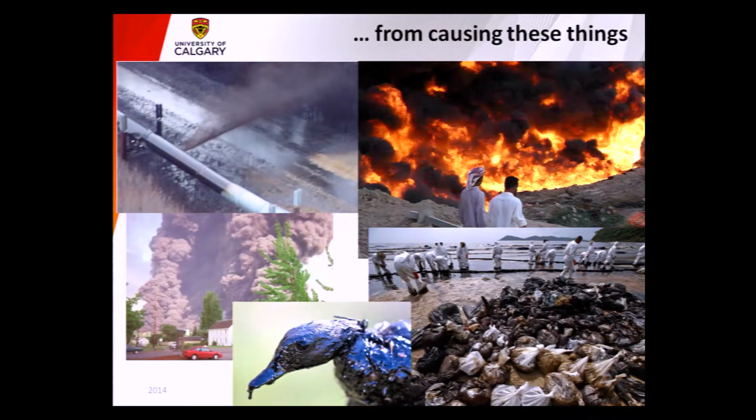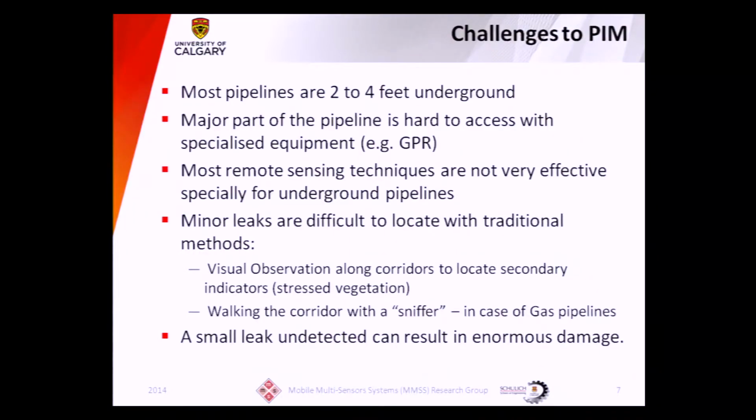So with pipeline integrity monitoring, there are definitely challenges. The challenges are that, I think, 70% of the pipelines around the world are underground pipelines. And typically they are buried underground by 2 to 4 feet, which means that in order to detect any leakage, you have to do something smart by sending tools inside the pipeline. You cannot in principle see them, so visual inspection is not easy.